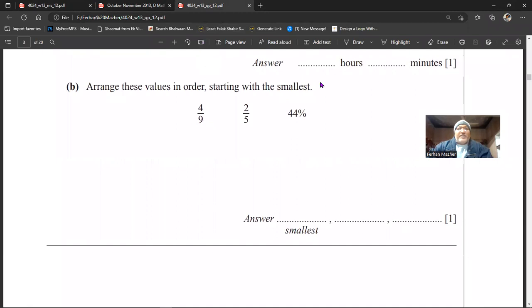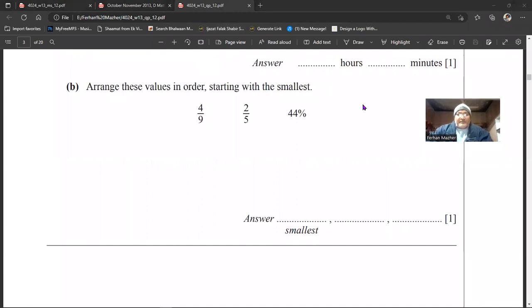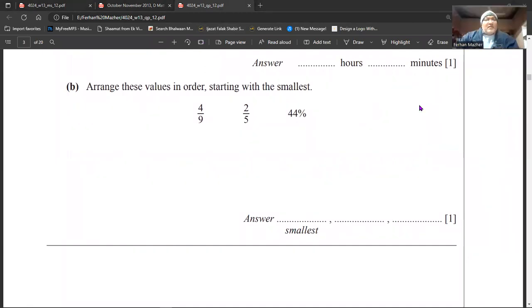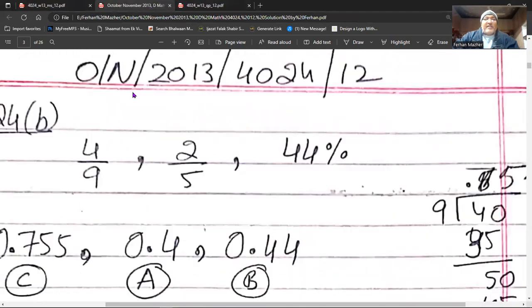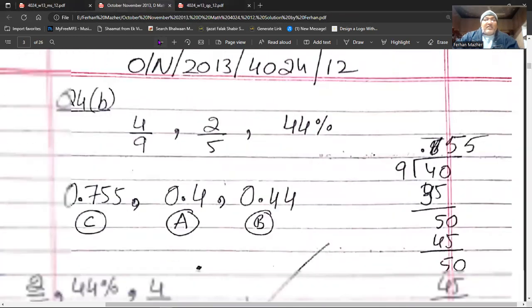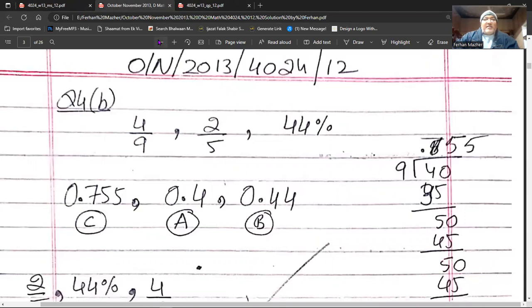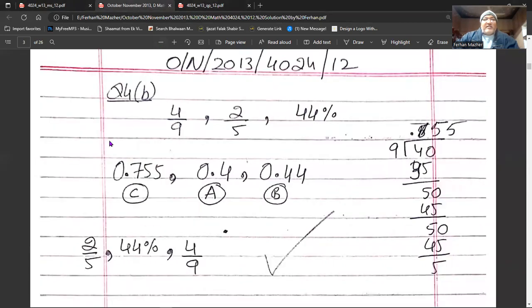Question number 4, it's B part, and they want us to arrange these values in order starting with the smallest. You see, I use a different technique, but this time I'm going to convert them into decimals. Normally I use a different technique in which I make the denominators the same, but this time I'm going to divide them.